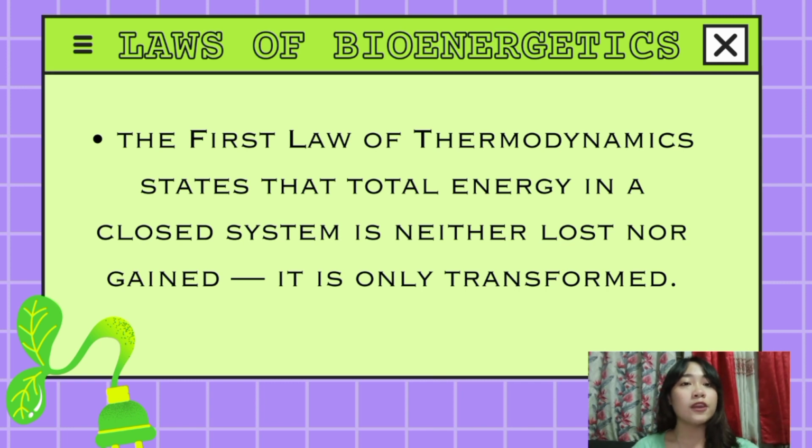Now, there are two laws of bioenergetics. First is the first law of thermodynamics, which states that the total energy of a system, including its surroundings, remains constant. It implies that within a total system, energy is neither lost nor gained.